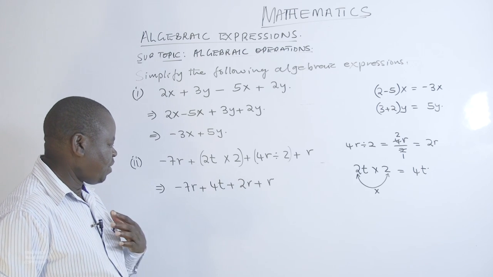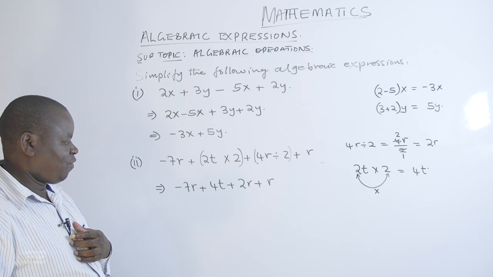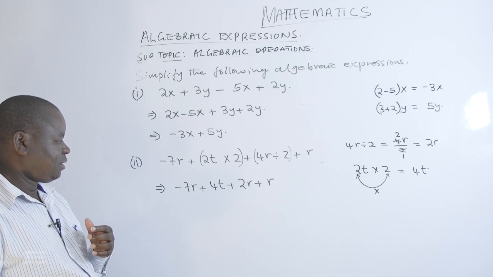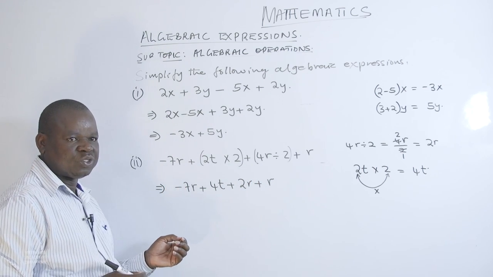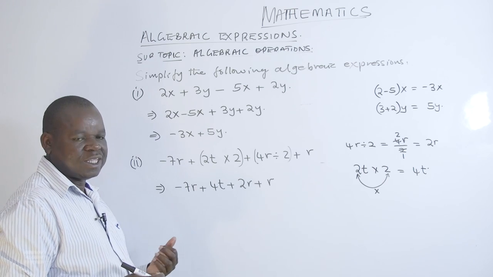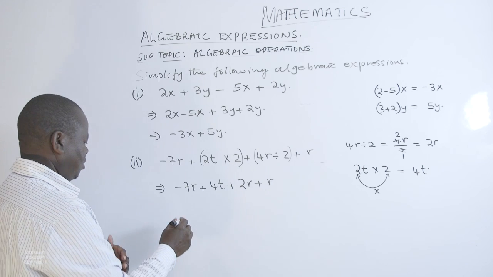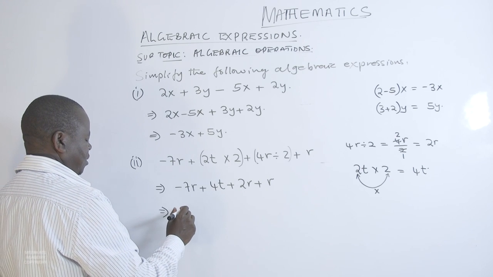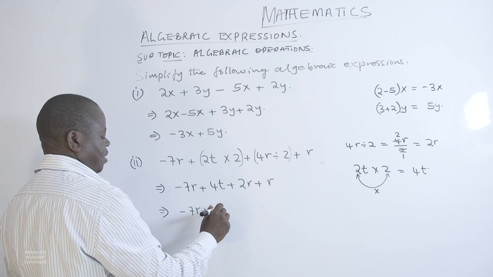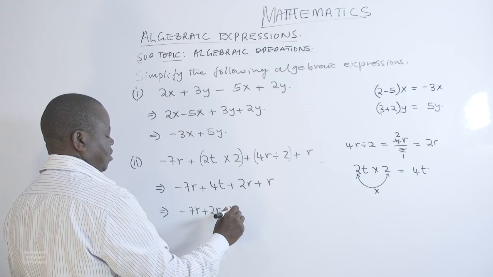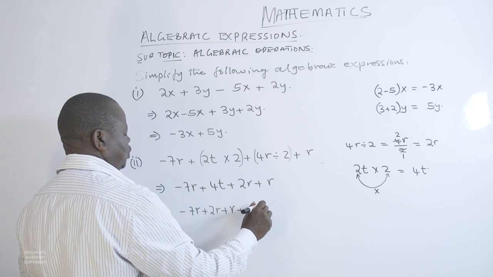So we can further simplify this and write it in the following way. We put all the terms containing pronumeral r together and the terms containing the pronumeral t also together. So we write this one as minus 7r plus 2r plus r plus 4t.